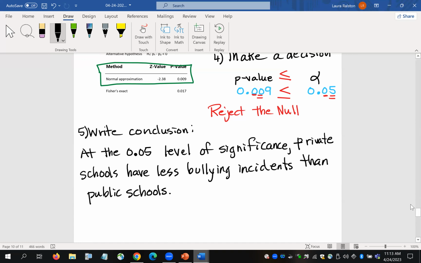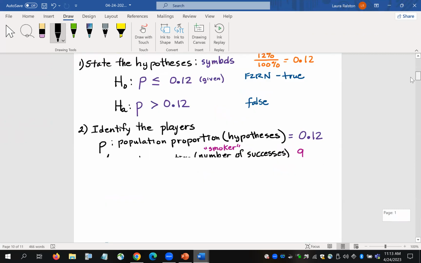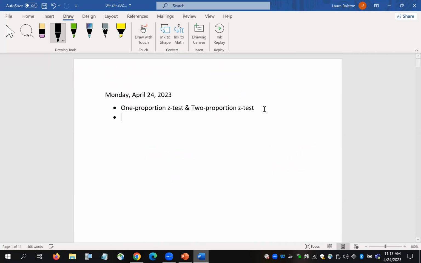Okay, so that gets us through the discussion of one proportion and two proportion z-test. We have about 45 minutes, and so I want to go ahead and begin the chi-square discussion. There are actually 3 different chi-square tests that we're going to talk about. We will talk about goodness of fit. We will talk about test of independence. And I believe the third one is called test of homogeneity.